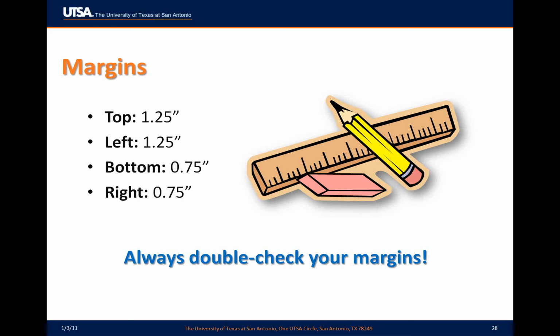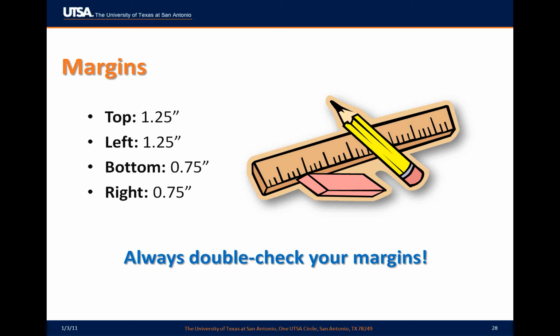There are a couple other technical aspects for your formatting that you should keep in mind. The first one is your margins. Margins need to be set at the following values. The top margin and the left margin should be set at 1.25 inches. The bottom and the right margin should be set at 0.75 inches. This is required for all documents, regardless of your writing style.